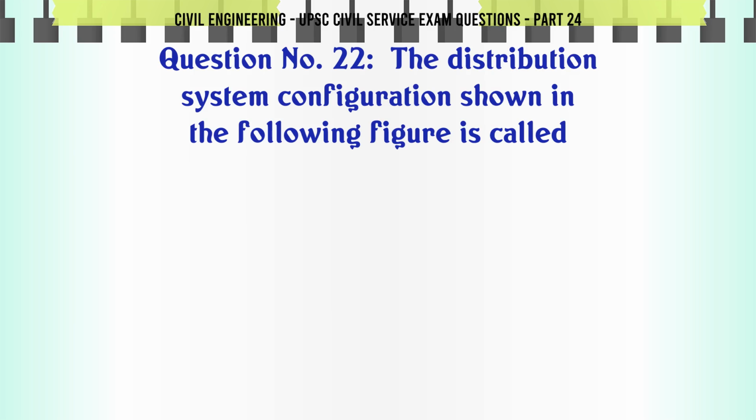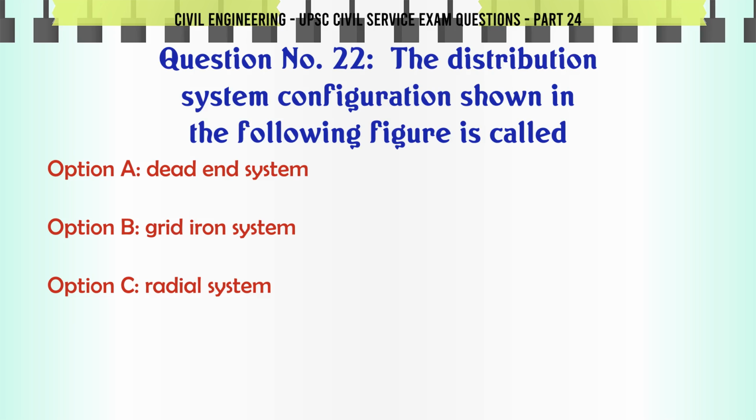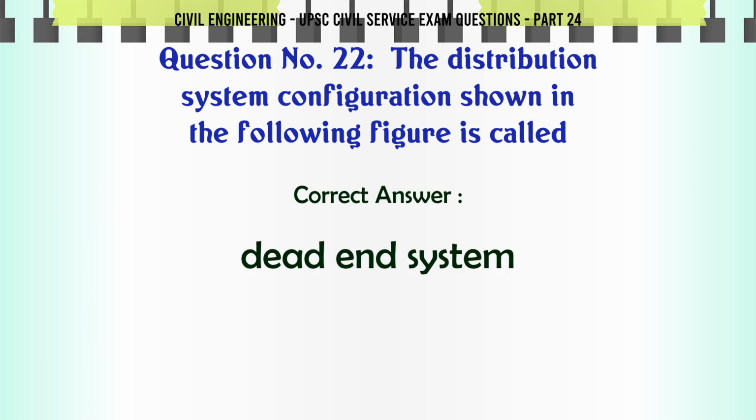The distribution system configuration shown in the following figure is called A. Dead end system, B. Gridiron system, C. Radial system, D. Ring system. The correct answer is dead end system.